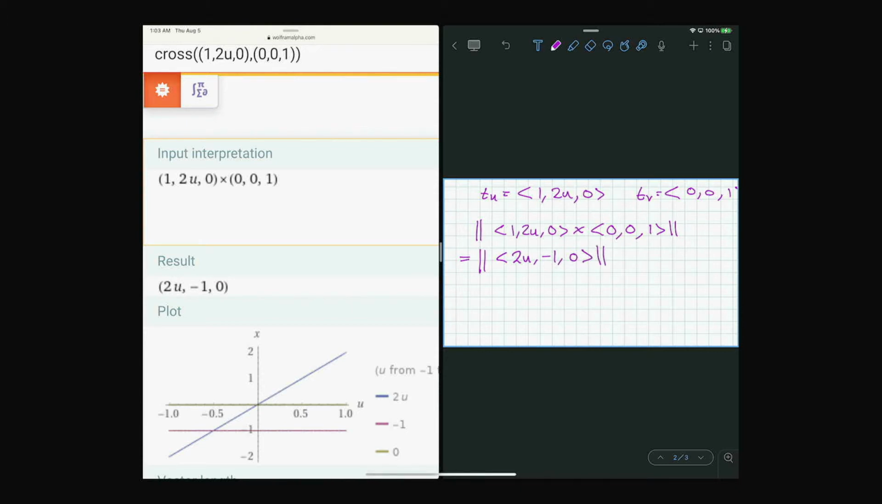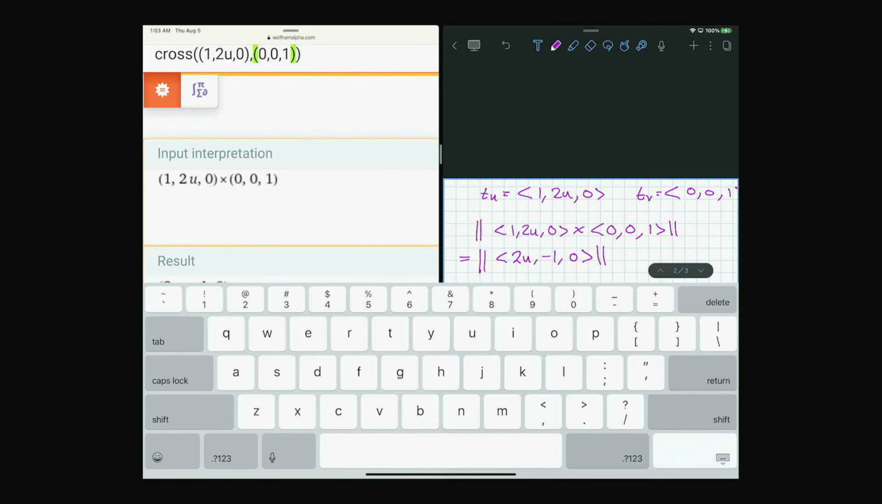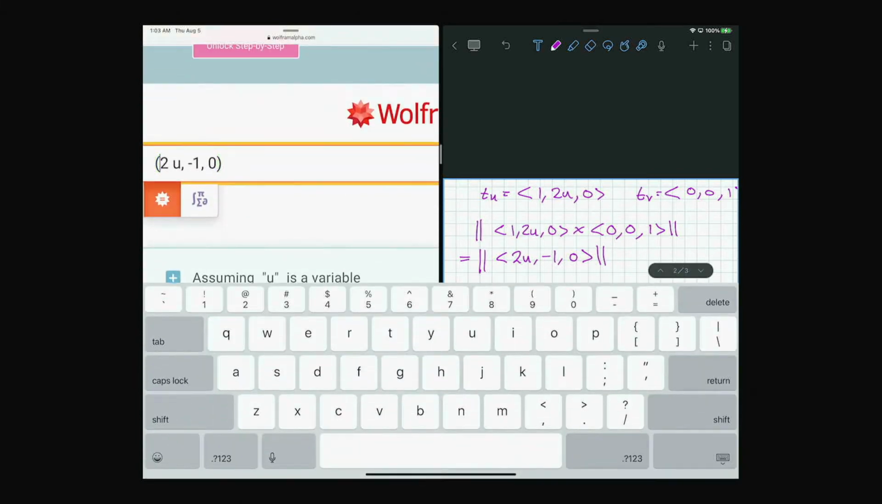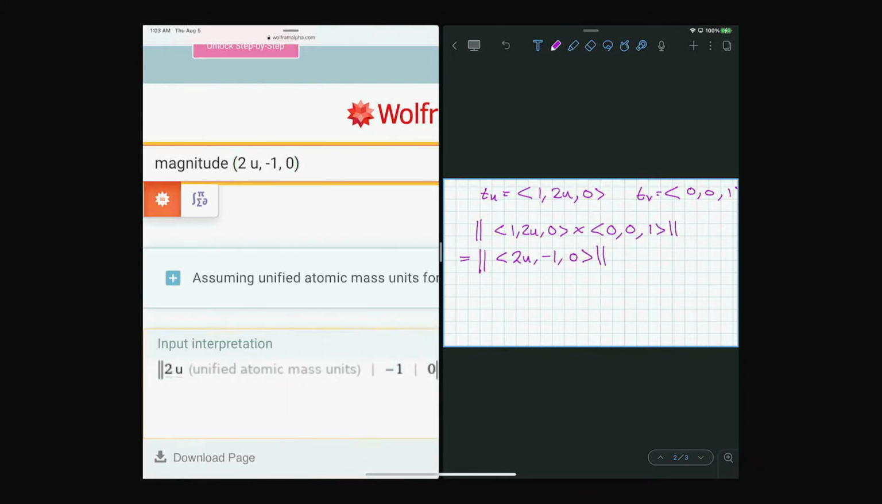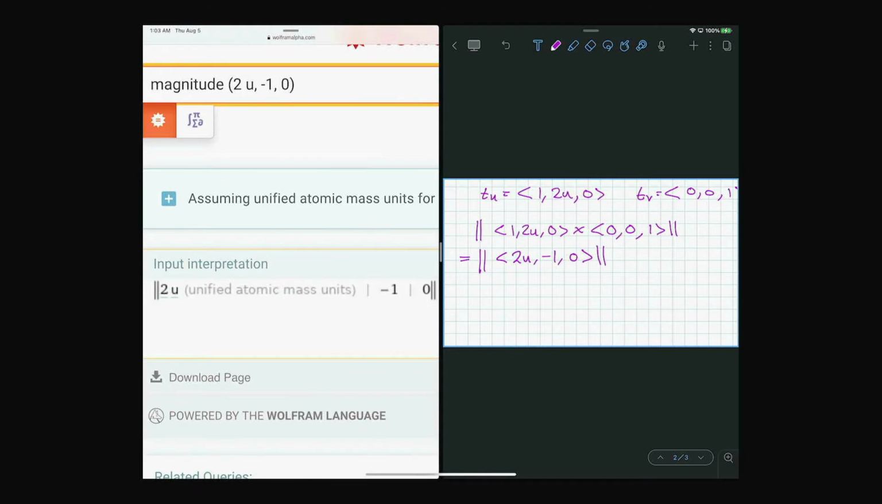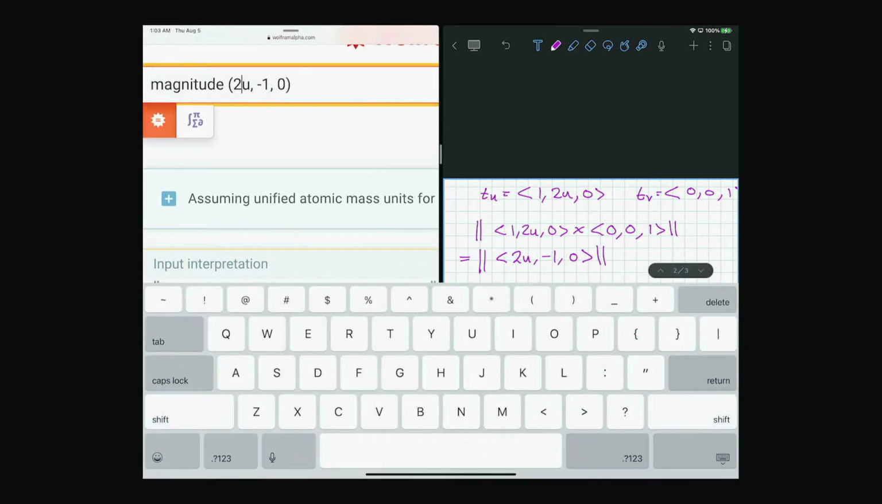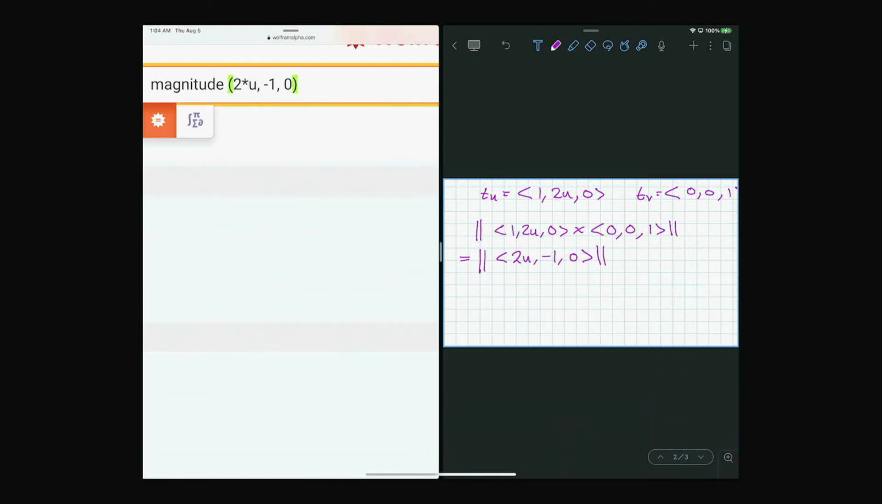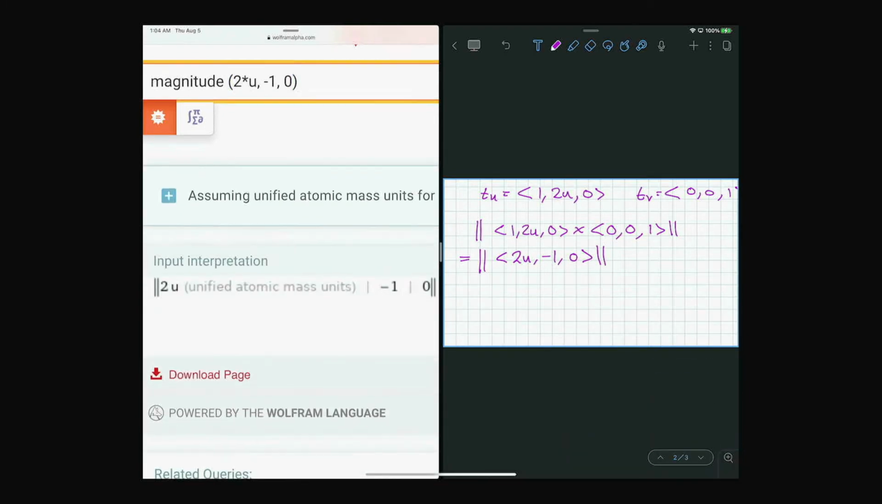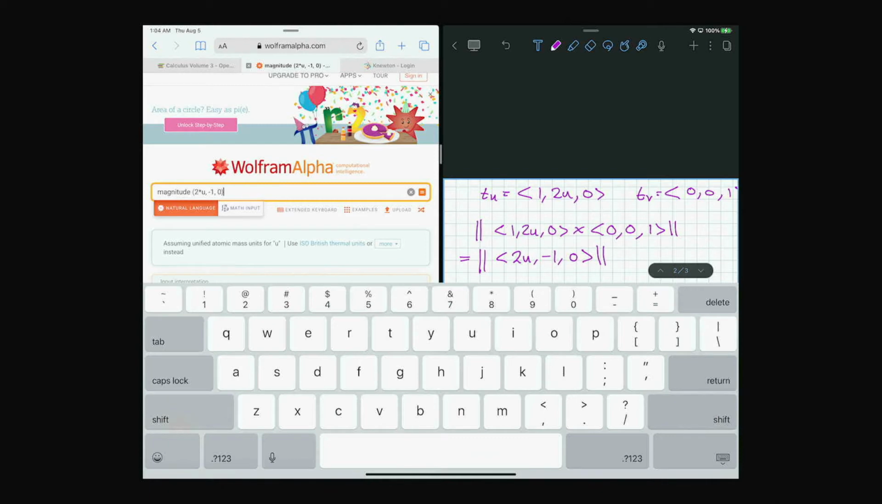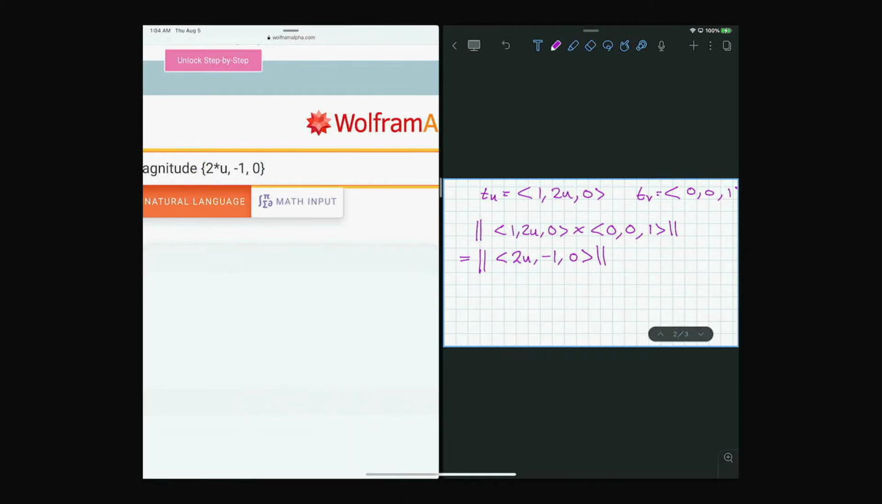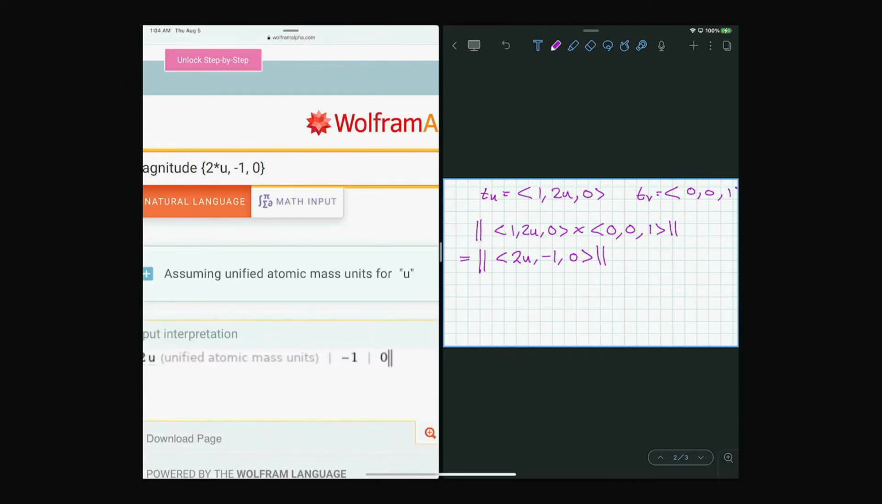Now we need the magnitude of that. So usually what I'll do is I will just click on the result here. It brings it up to the box. And then I just say magnitude. And if it doesn't do what I want, then I try to type in something else. See, it didn't, right? So it thinks u is some atomic mass thing. So I'll put an asterisk there, so maybe it'll interpret it as multiplication. It still interpreted it wrong. So then I think it doesn't understand that I've got a vector, and I think it does vectors with curly braces. So I'm going to try this. It just really doesn't want to.